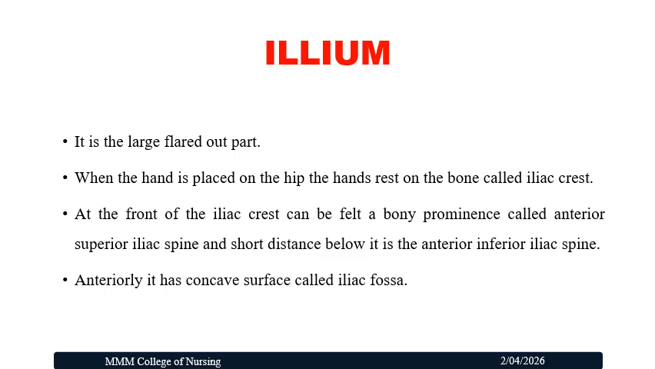Ilium. It is a large flared out part. When we keep our hands on the hip, our hands rest on the bone called iliac crest. At the front of the iliac crest, we can feel a bony prominence called anterior superior iliac spine, and a short distance below we can feel another prominence which we call anterior inferior iliac spine. Anteriorly this ilium is concave in surface, which we call the iliac fossa.